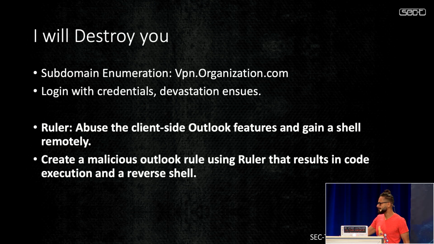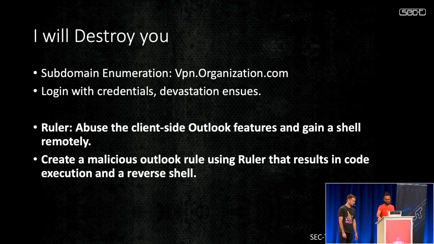An obvious countermeasure would be that an organization may have multi-factor authentication. So what I'm going to do instead is use a tool called Ruler, and create a malicious Outlook rule so that the next time the user syncs their mail, they're going to actually execute it and send the reverse shell to me. So now I've pivoted to your internal network, and that's where the party begins. Yeah. So let's go.